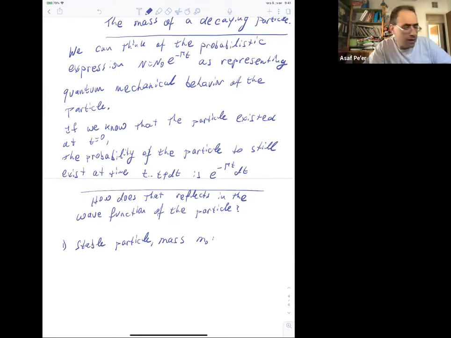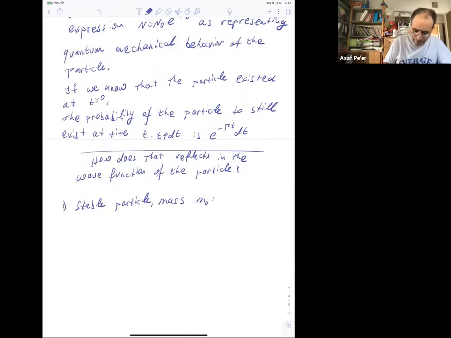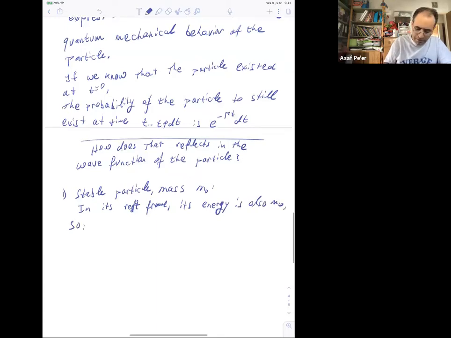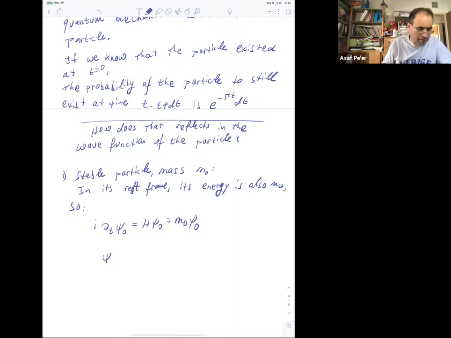So in its rest frame, its energy is also m0. So we have that i d/dt psi 0 is just H psi 0, so just m0 psi 0. And so the solution is, of course, psi 0 is just e to the minus i m0 t. We have a free particle in its rest frame, stable, doing nothing, nothing interesting happened to this particle.